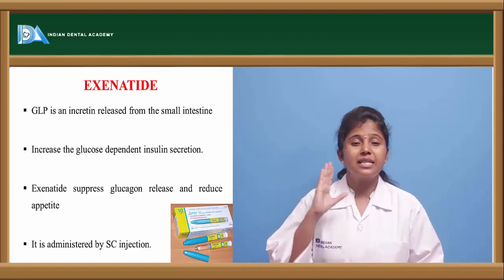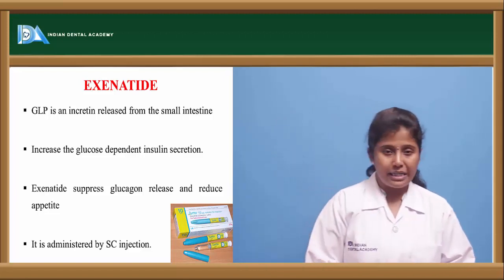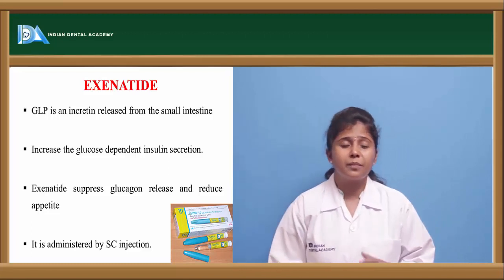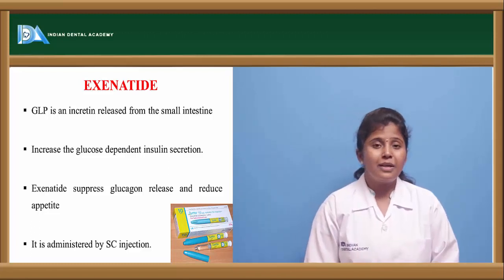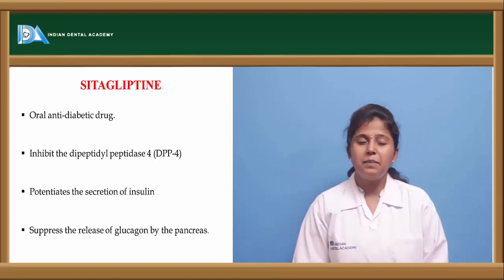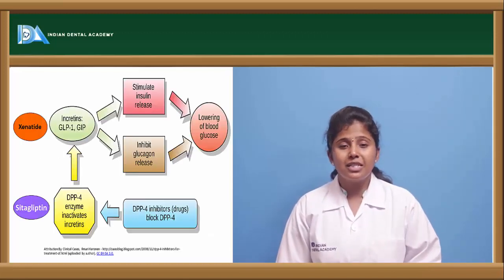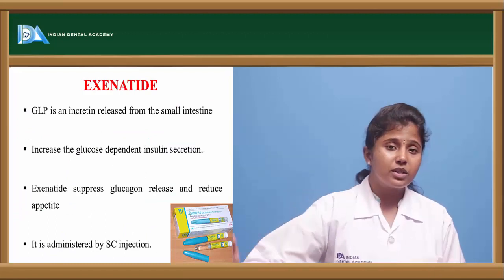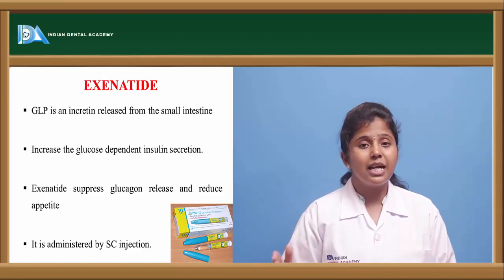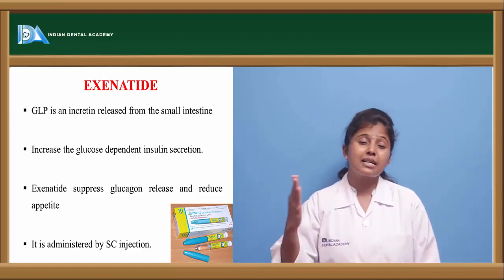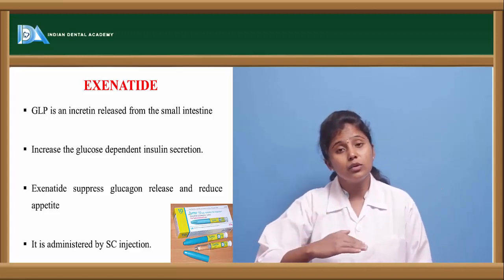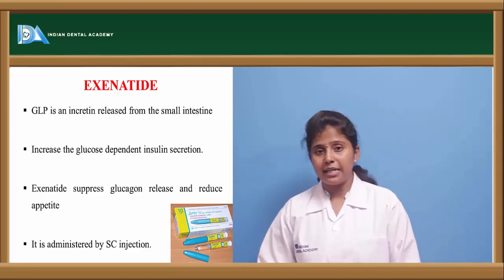GLP is an incretin which is released from the small intestine. But this GLP is susceptible to metabolism by the enzyme called DPP4. DPP4 is the dipeptidyl peptidase 4 enzyme. So once GLP is released from the small intestine, it undergoes metabolism by this dipeptidyl peptidase 4 enzyme, and thereby it is not effective. So exenatide is a GLP-1 analog which is resistant to this enzyme, and thereby it acts on insulin. They allow the insulin to be secreted from the beta cells, and thereby they aid in decreased glucose levels.